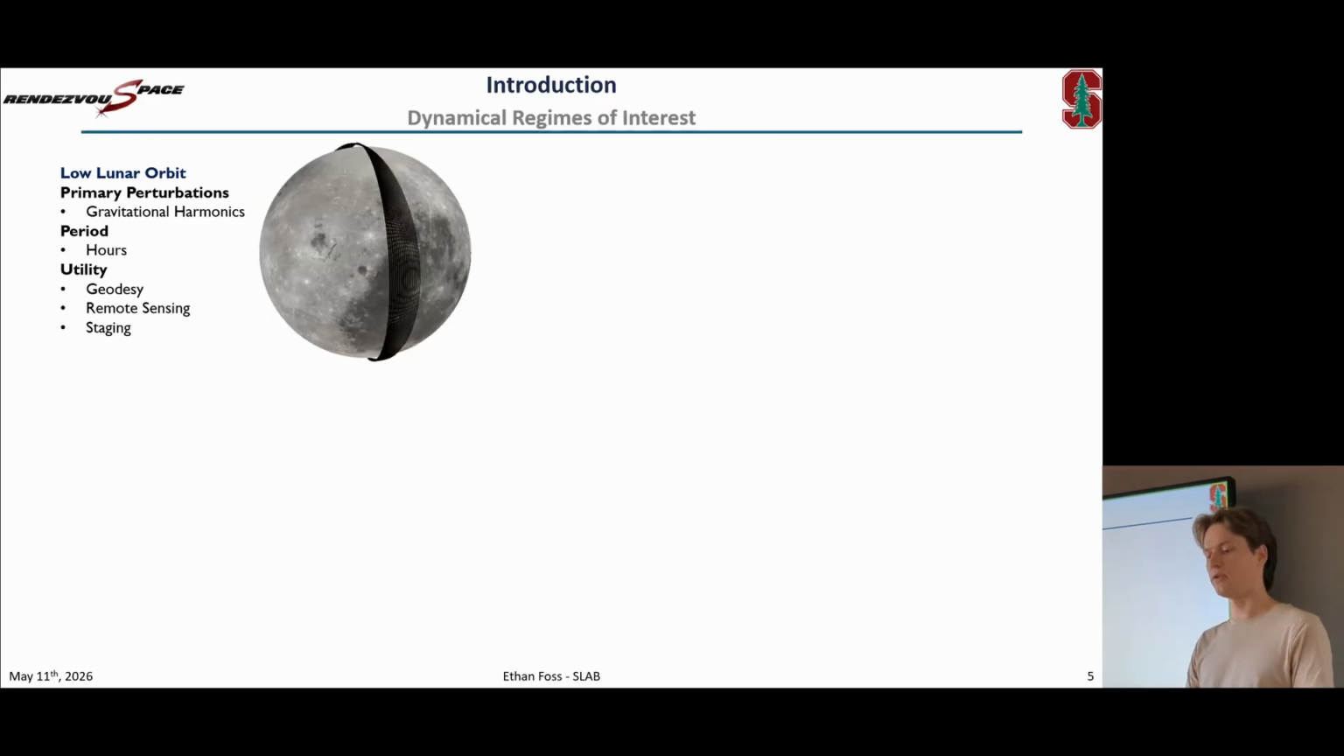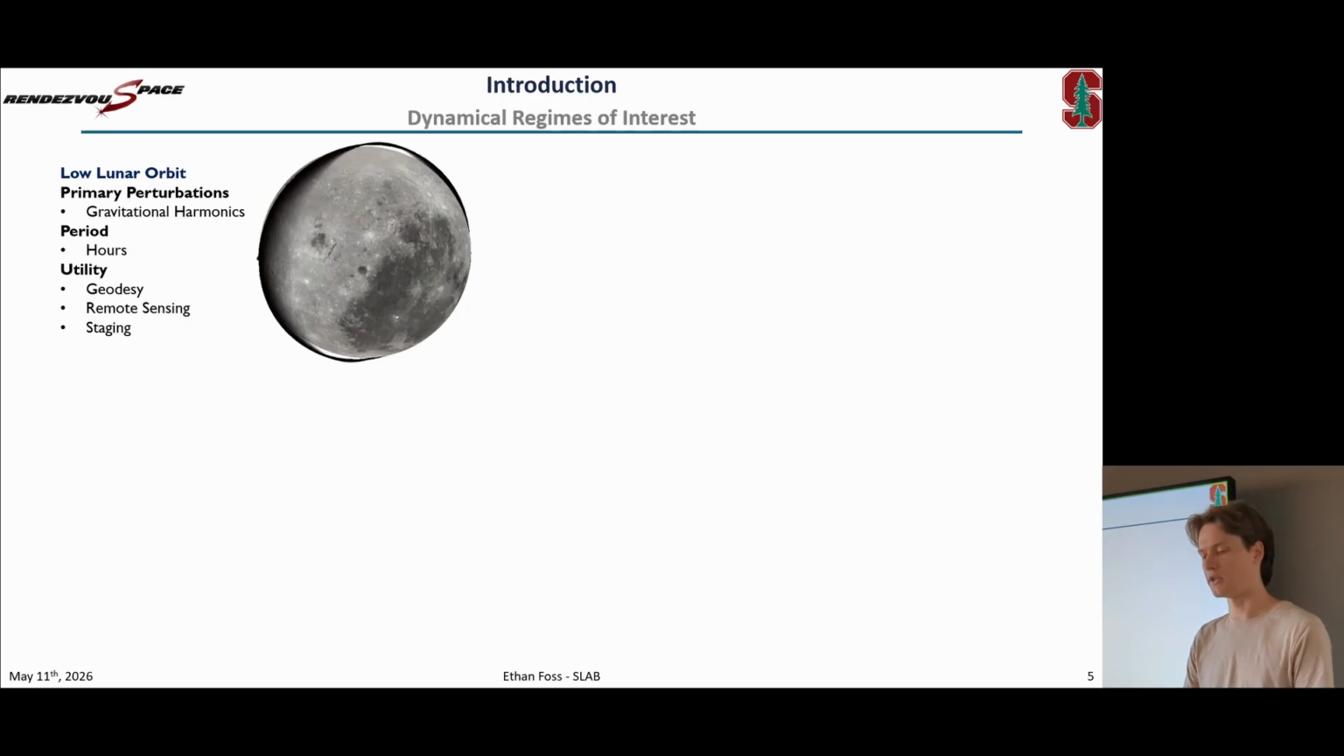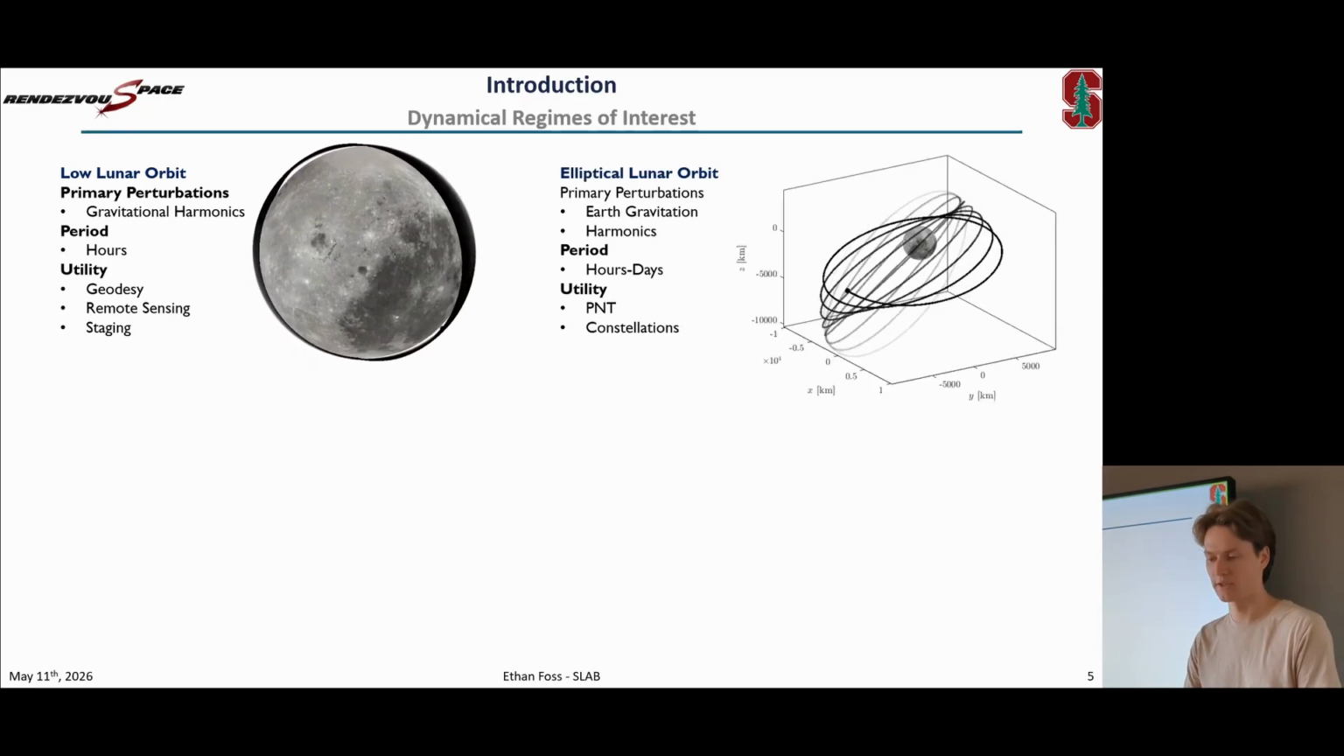First off, we have low lunar orbit. These orbits have periods of hours and are very useful for things like geodesy, remote sensing, and staging. But they're very challenging in the sense that there are large perturbations arising from the gravitational harmonics that make motion in this regime very unstable and hard to predict.